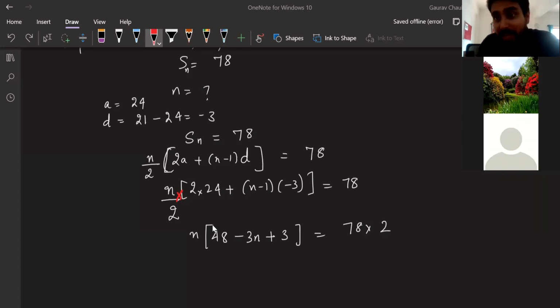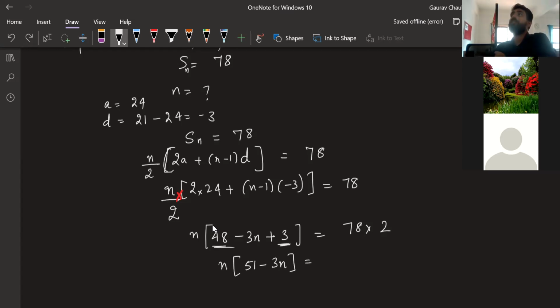Okay, cool. Now I have to open this big bracket also. It is multiplied with everything that's outside it, so into n. Or you can actually simplify inside the bracket first: 48 plus 3 is 51 minus 3n, which is equal to 78 into 2. 7 twos are 14, 8 twos are 16, so 156.